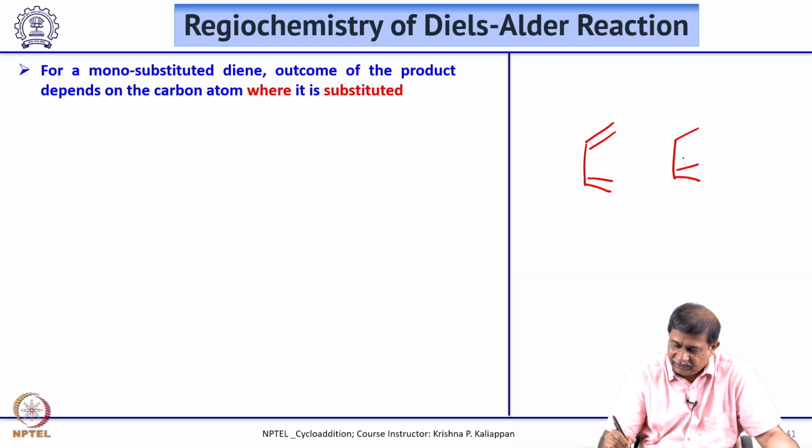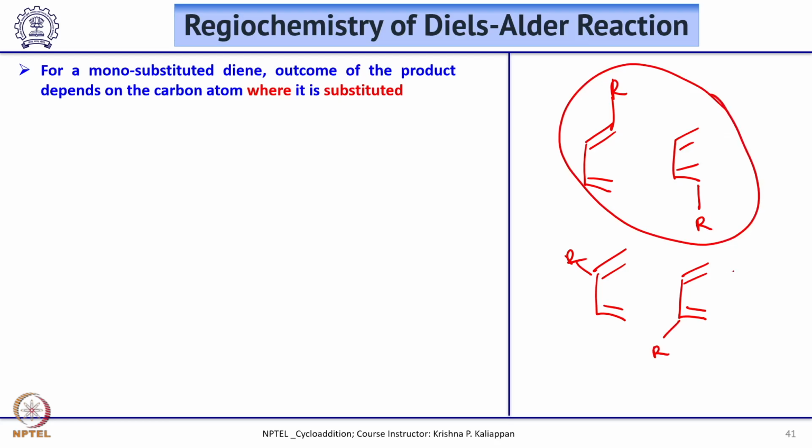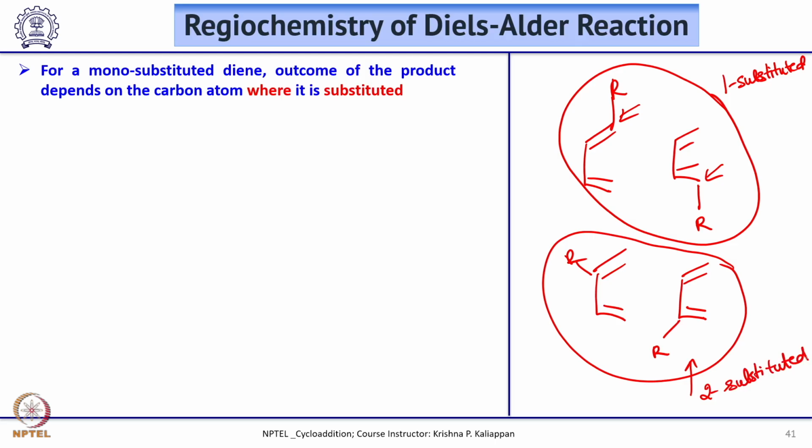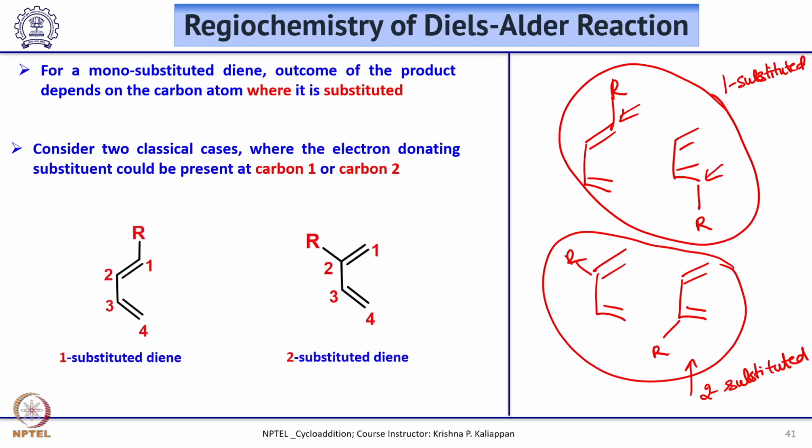I write 4 different dienes. All are the same. Now I put a substituent here at carbon number 1, and I also put a substituent here. In the next 2 I put a substituent here and here. Now if you look, these two are the same. Likewise, these two are the same. So when you have a diene with mono substitution, there are 2 possibilities: either 1 position or 2 position. So these are the 2 possibilities when you have a diene with only 1 substituent.